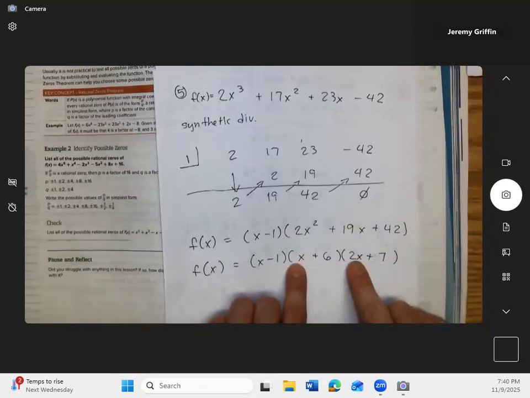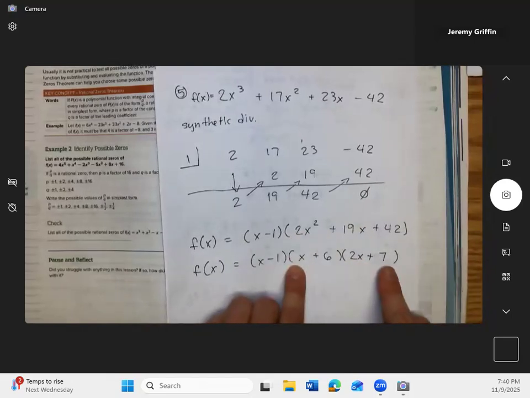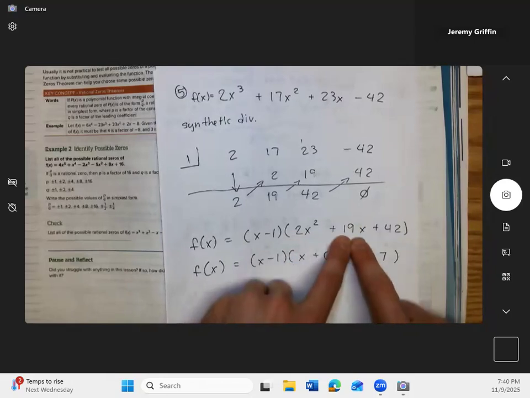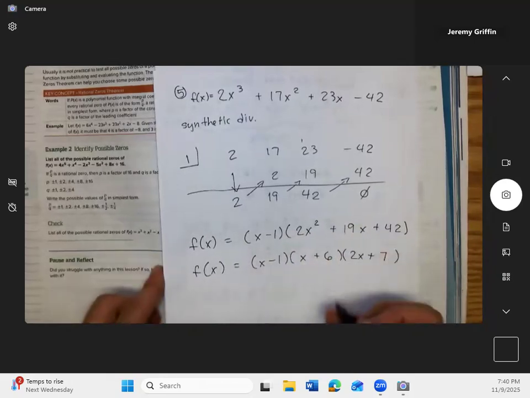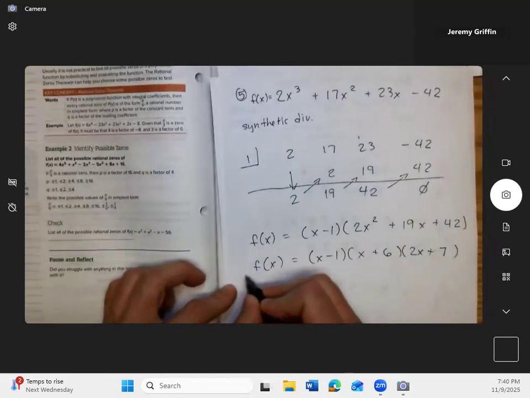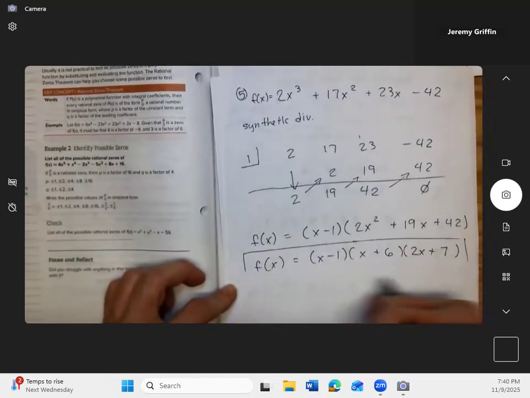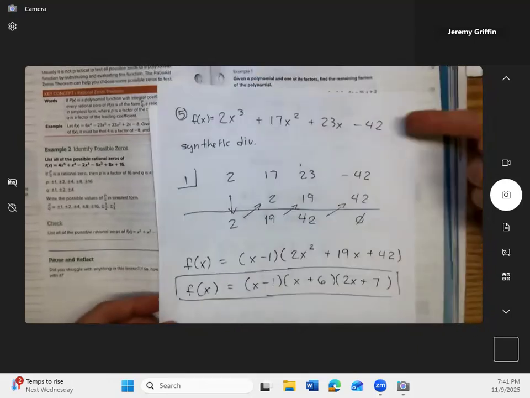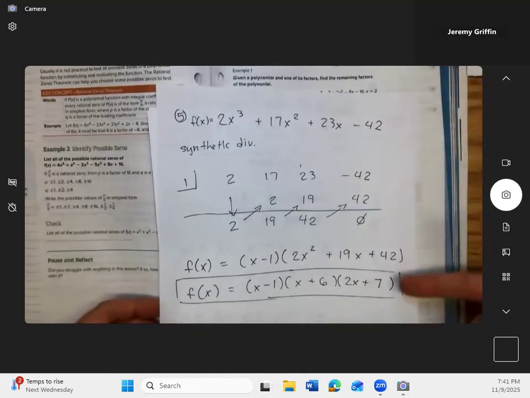Let me check my work. So 2x squared, bing, got 7x plus 12x is 19x, bing, 6 times 7 is 42, bing. Yeah, that's it. So this is as much as you can factor f of x. So this original statement right here fully factors into this, right?